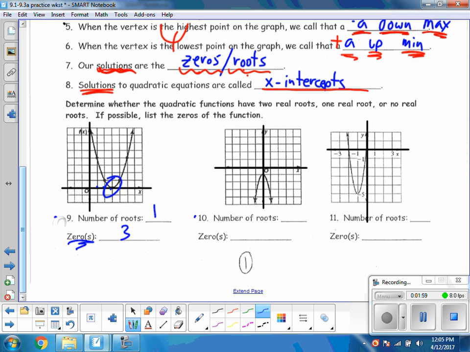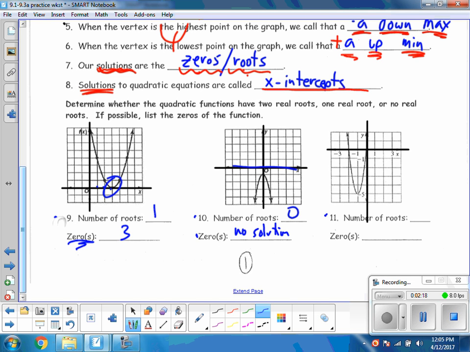So graph number 10, number of roots. If my solution is represented by the x-intercepts, this does not hit the x at all. So there are no roots. And for zeros, I'm not going to put down 0 because that's actually a value. So I'm going to write down no solution. And that's what you would write down as well.